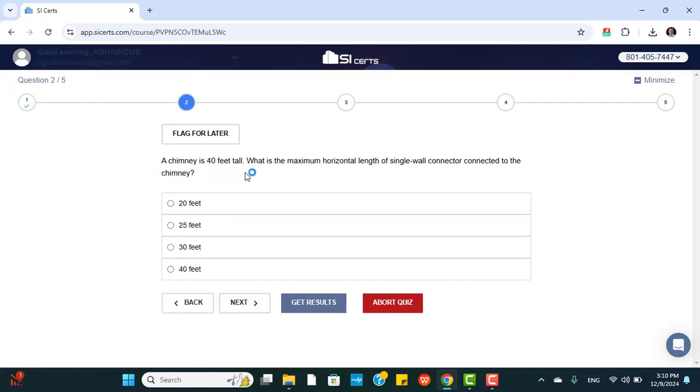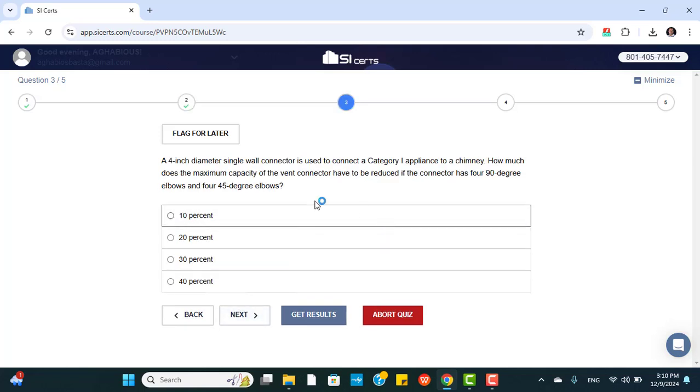A chimney is 4 feet tall. What is the maximum horizontal length of a single wall connector connected to this chimney? What is the maximum horizontal length? Okay. As we know, for the maximum horizontal length we multiply by 0.75. It will be 30.